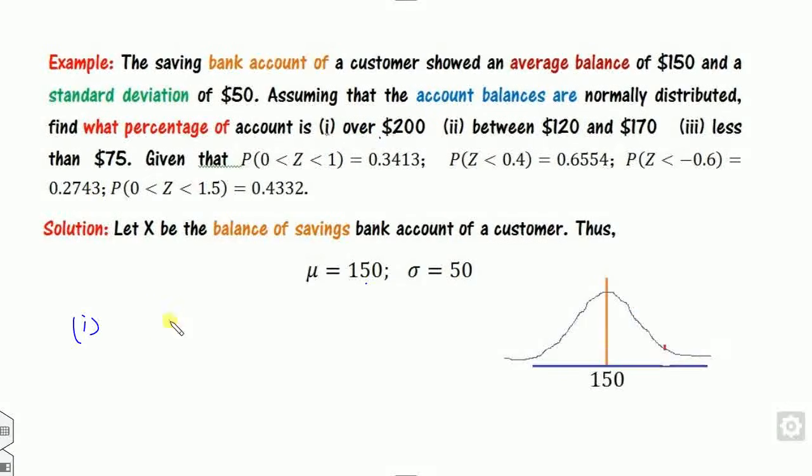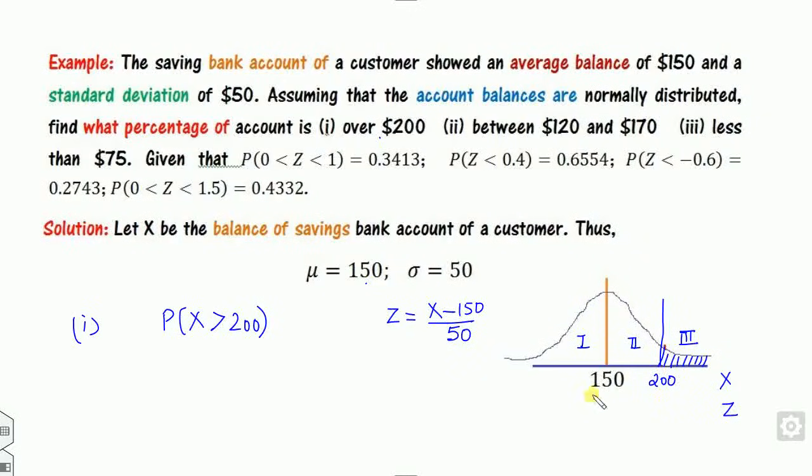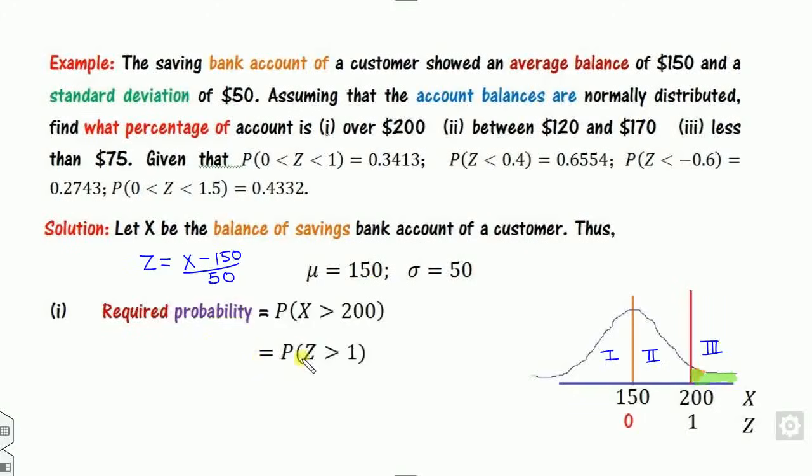So look at that first. What you want to find is over 200. So you can write that 200 lies here, and you want to find this area. So I can write this as 1, 2 and 3. This is x. Find the value of z: x minus mu divided by sigma. The value of 150 minus 150 is 0, and 200 minus 150 divided by 50 is 1. So you can replace x with z, 200 to be 1. Now you need to find the area of the third, that is 1 to infinity.